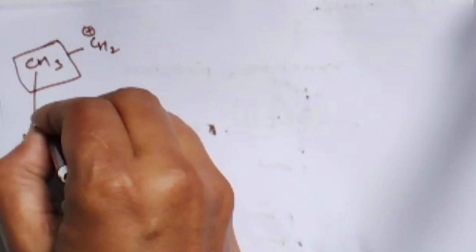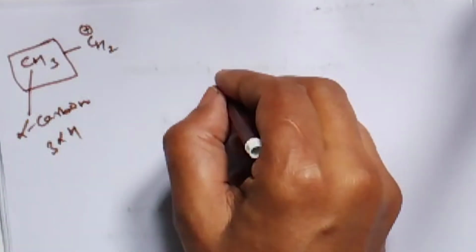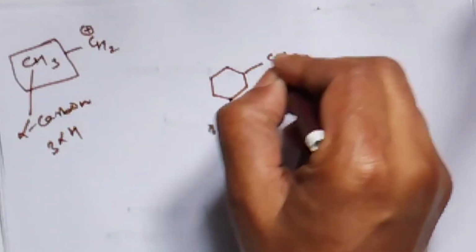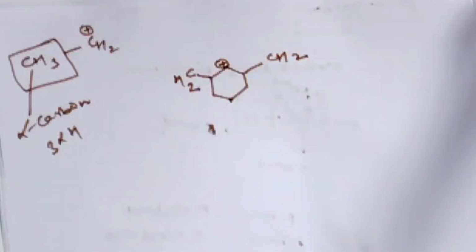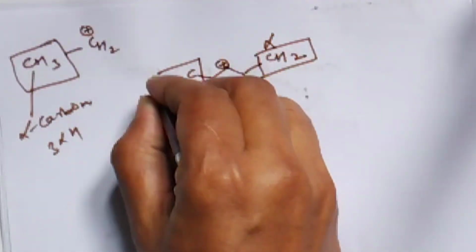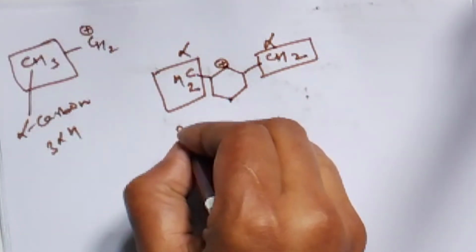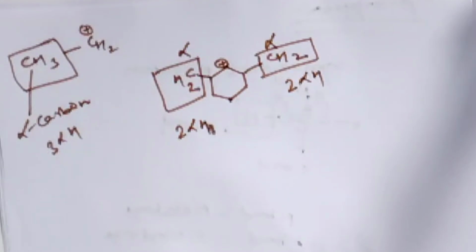Let's see another example. This is an alpha carbon and this alpha carbon has 3 alpha hydrogens. Let's see another example. This is an alpha carbon and this is also an alpha carbon. This alpha carbon has 2 alpha hydrogens and this alpha carbon also has 2 alpha hydrogens.